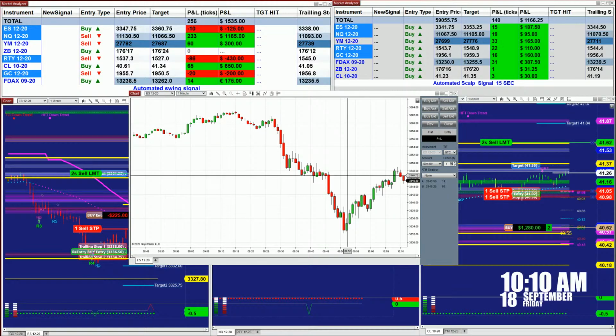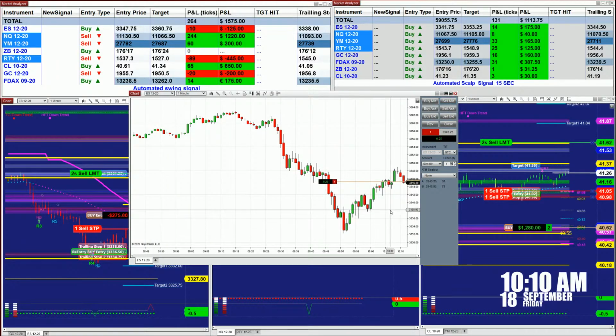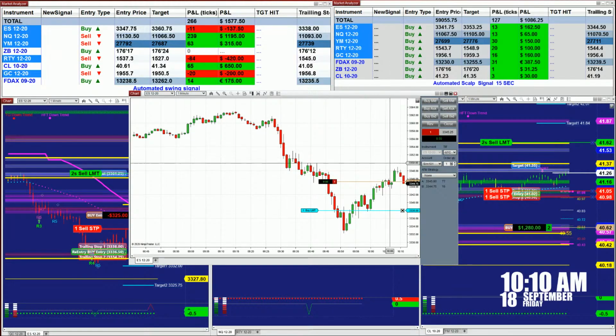If we wanted to practice, this is the best way to practice and try to understand what your target is and what your stop loss is.